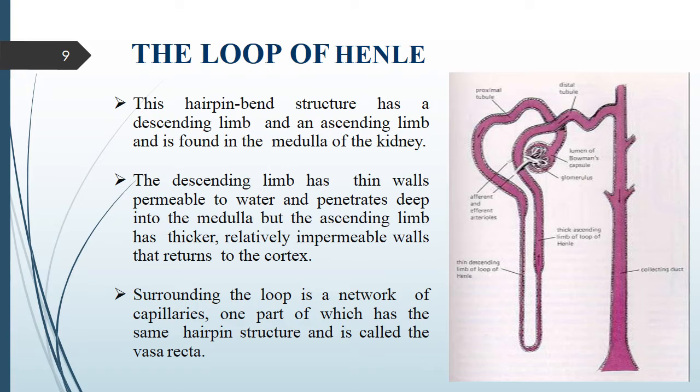The next part of the nephron is the loop of Henle. This is a hairpin bend structure that has a descending and an ascending limb and is found in the medulla of the kidney. The descending limb has thin walls permeable to water and penetrates deep into the medulla, but the ascending limb has thicker, relatively impermeable walls that return to the cortex. Surrounding the loop is a network of capillaries, one part of which has the same hairpin structure, called the vasa recta. The loop of Henle, divided into descending and ascending parts, is denoted in the picture.